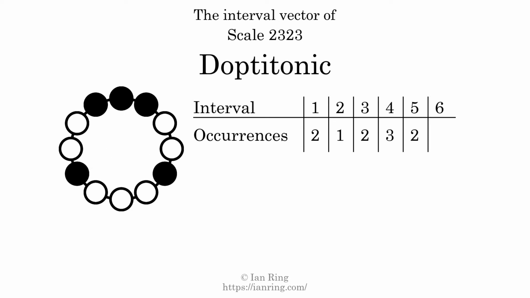There are 2 intervals with the size of 5 semitones. They are here and here. There are no intervals with the size of 6 semitones. Each interval does not appear in this scale a unique number of times, so this is not a deep scale.